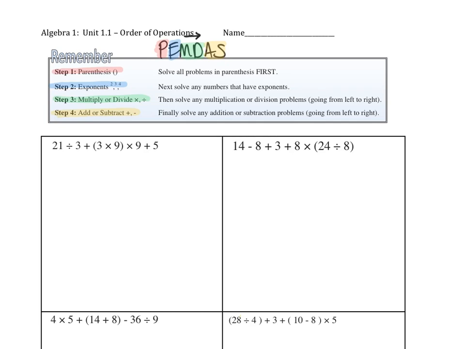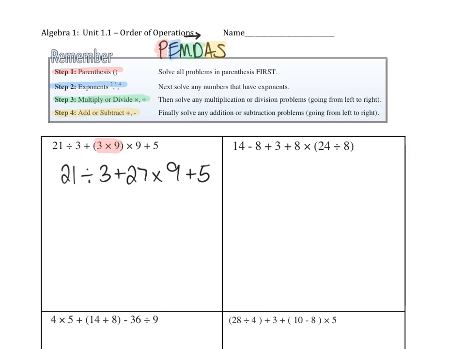In the first example, notice that we're looking for parentheses first, and there is a set of parentheses in this example, and it's 9 times 3 in the parentheses. So I'm going to write down the rest of the problem, and I'm going to solve what's inside the parentheses. So I still have 21 divided by 3 plus 9 times 3 is 27. I'm going to write that down. Times 9 plus 5. Now we've got the parentheses solved.